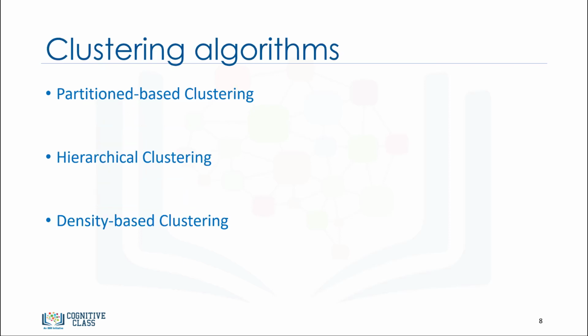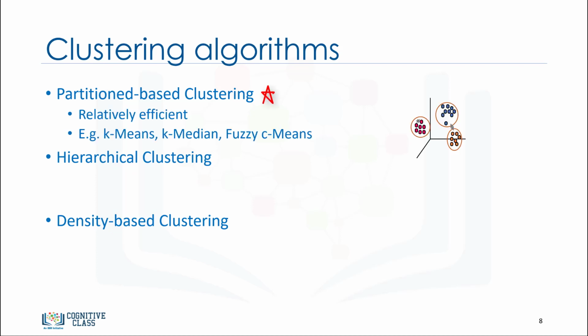Let's briefly look at different clustering algorithms and their characteristics. Partition-based clustering is a group of clustering algorithms that produces sphere-like clusters, such as k-means, k-median, or fuzzy c-means. These algorithms are relatively efficient and are used for medium and large-size databases.